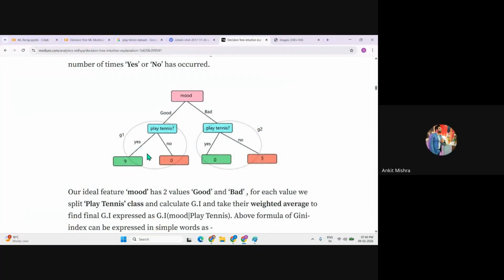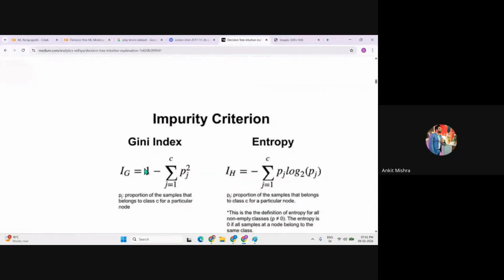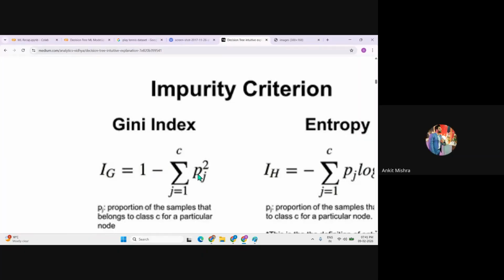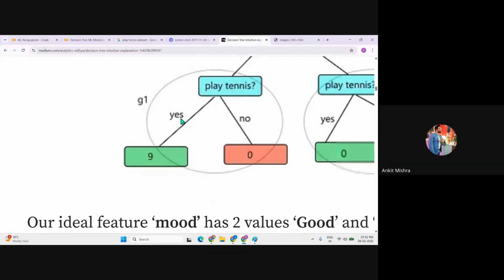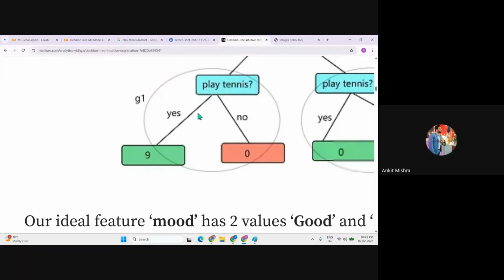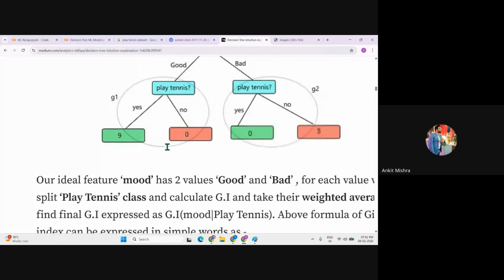Now let's calculate the Gini index for this. Before directly calculating the Gini index, we have to calculate the Gini index, or G1, for each split. G1 is the first split and G2 is the second split, and it's completely based upon probability. We know that the formula for the Gini index is 1 minus the summation of each probability squared. So you will calculate the Gini impurity for G1, the group 1, and the Gini impurity for G2. Okay, now let's understand how to calculate this.